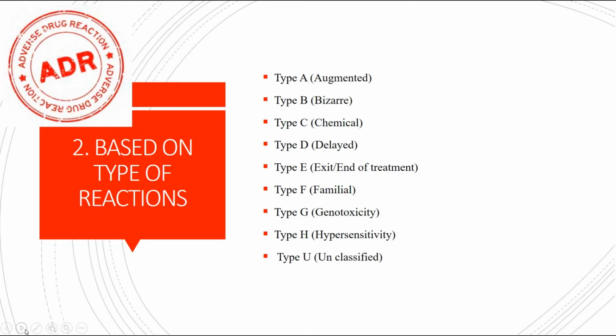But here, based on the type of reactions, the adverse drug reaction is mainly based on the first 5. That means from A to E. So we are going to explain from A to E in the next slide, but when you are writing the reactions, you have to write from A to U, all of them.